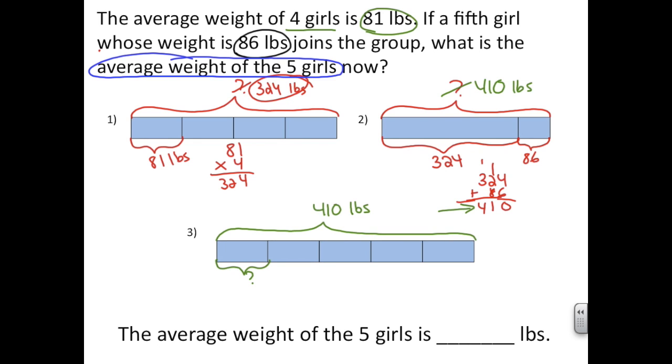So I put all of the girls' weight together. And now I'm going to divide by the number of girls to find out, on average, how much does one girl weigh. And I'm going to solve by doing 410 divided by 5. And I'll find that now the average weight is 82 pounds. So the average weight of the 5 girls is 82 pounds.